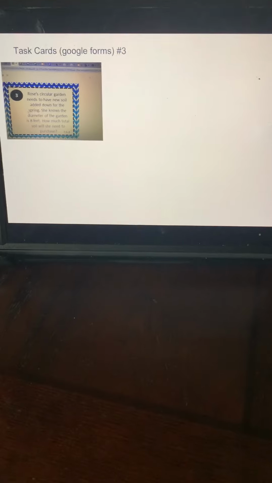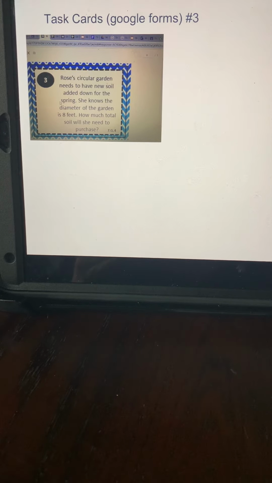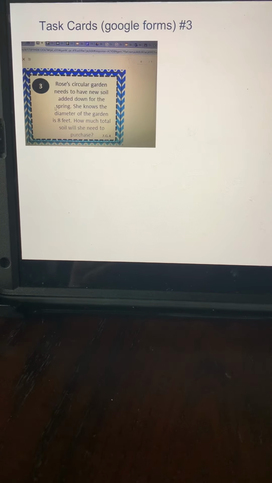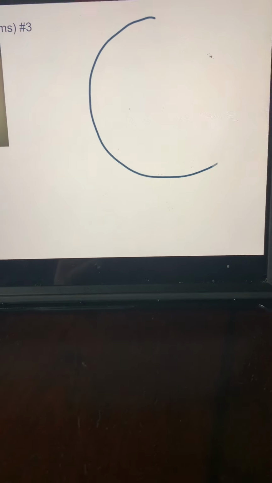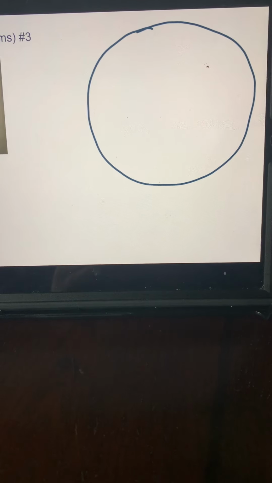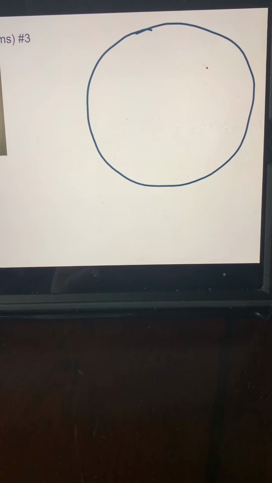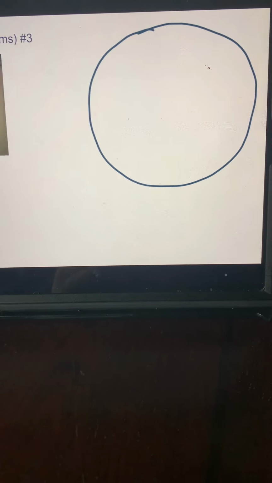Number 3 in the task card says, Rose's circular garden needs to have new soil added down for the spring. She knows the diameter of the garden is 8 feet. How much total soil will she need to purchase? So there's a couple things in this problem that make it difficult for people. The first thing is that we need to know that they're looking for area, and they don't explicitly say that, but she says how much total soil will she need to purchase. And so that's how I know that this is an area problem.